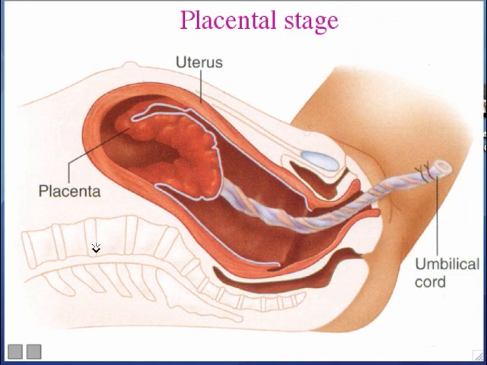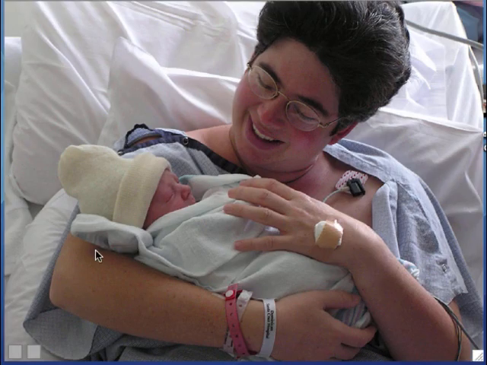All right, so anyway, those are the three stages of labor: the dilation stage, the expulsion stage, and then the placental stage when the placenta leaves the woman's body. Okay, and then after the placental stage, the labor is done, and you get a baby.